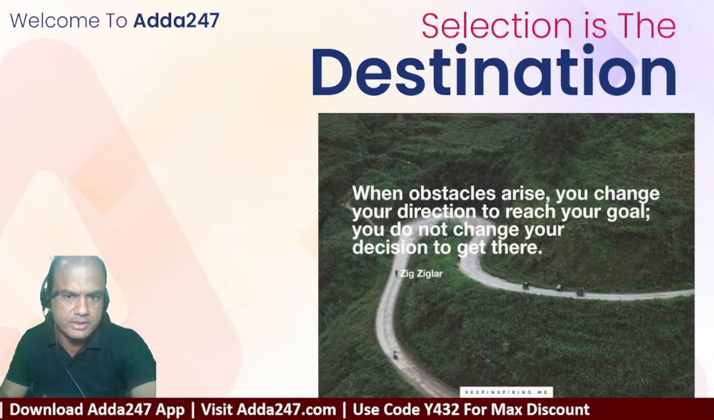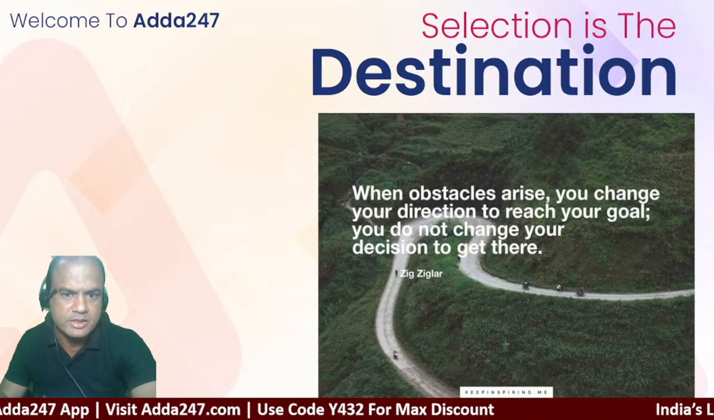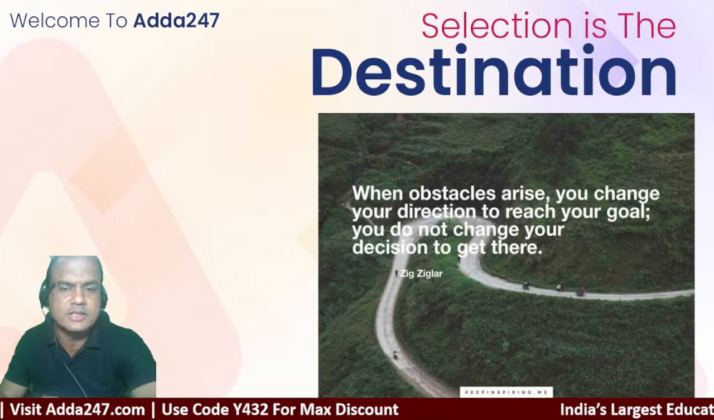There are only two parts. One is types of market economies, types of economies basically, and second is the supply side.